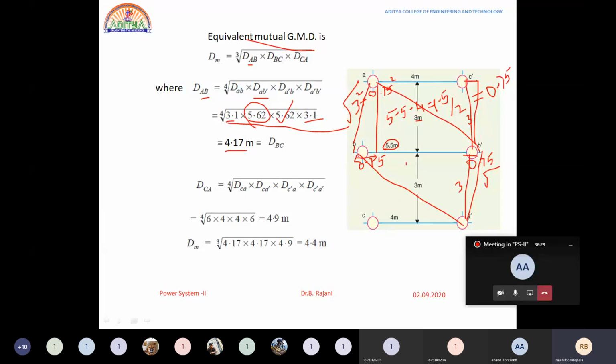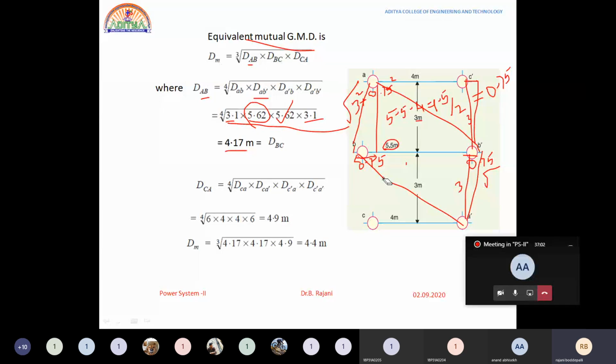See, for this point, particularly A to B dash, what is the distance? 3 square plus 0.75 whole square gives you the value 3.1. That is the distance from D to AB, which is equal to 4.17. Similarly, from D to CA, the value we have to find.